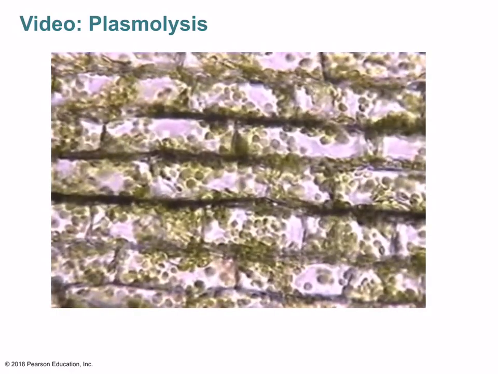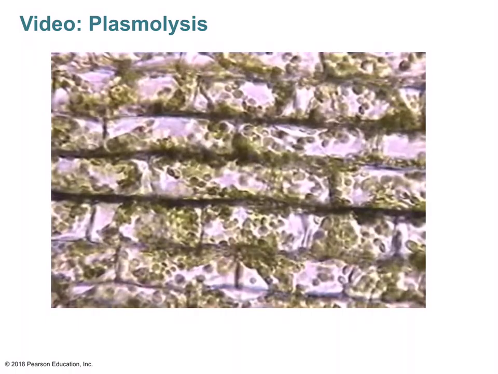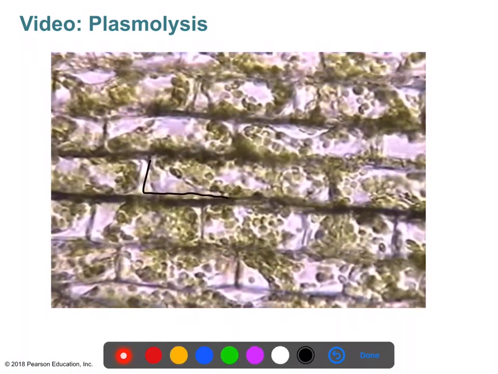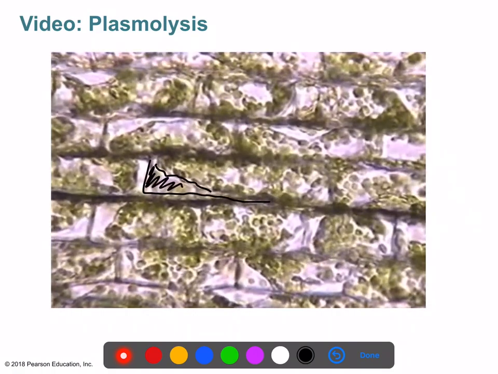Okay, so here's a plant cell. This is Elodea. This is the same plant that you looked at in the cell structure and function lab. And you can see here the cell wall, and you can see the cell membrane peeling away, leaving behind air spaces.